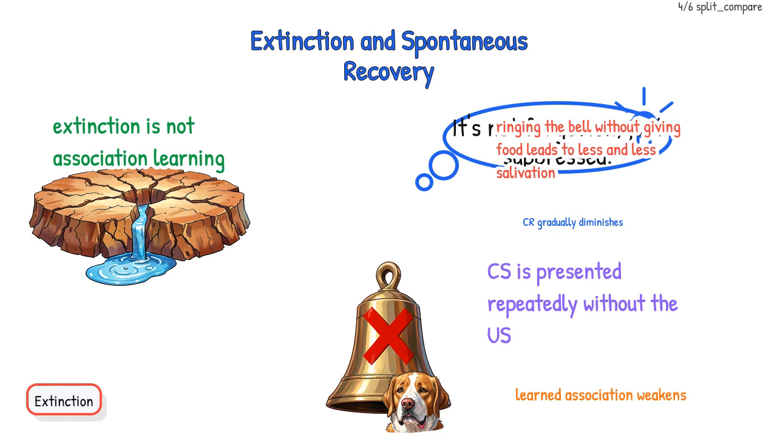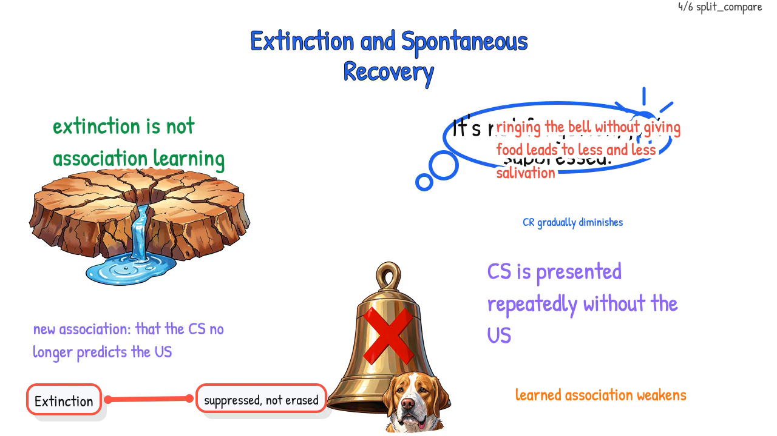Crucially, extinction is not unlearning. The original CS-US association remains stored. Evidence for this is spontaneous recovery. After a rest period following extinction, presenting the CS alone often causes the CR to reappear, though usually weaker. This shows the association was suppressed, not erased. Extinction involves learning a new association, that the CS no longer predicts the US.